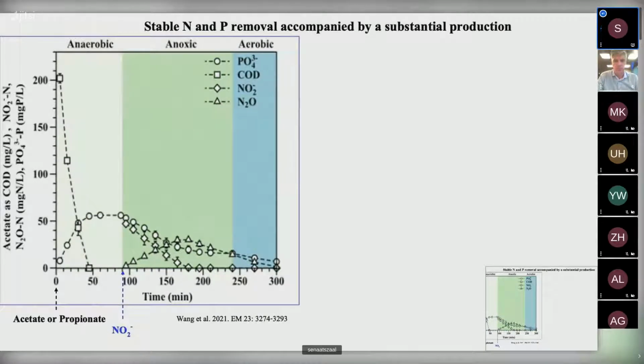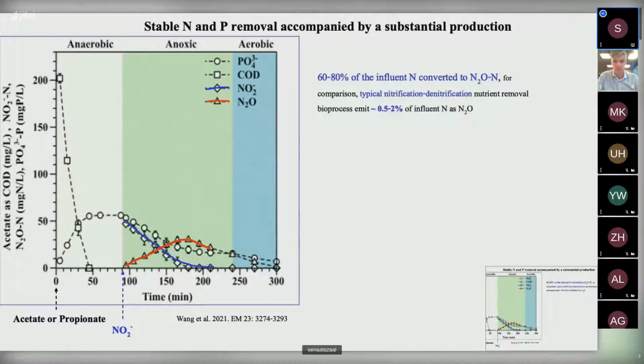During the anoxic phase, along with the reduction of nitrite is the accumulation of nitrous oxide. A range of 60 to 80% of influent nitrogen was converted to nitrous oxide. This ratio is unusually high compared with less than 2% of influent nitrogen converted to nitrous oxide in a typical nitrification-denitrification nutrient removal process.